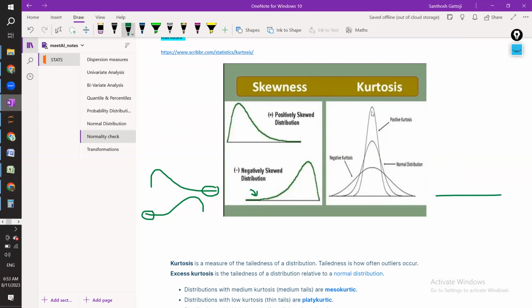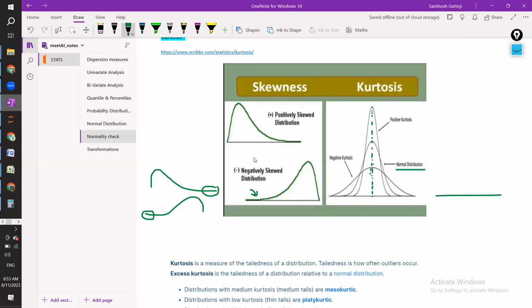If you see the mean of all three graphs, the mean is the same. You agree? This is the mean, this is the mean, this is the mean. The mean of graphs A, B, C is the same. But still they are different because the spread, or if you remember, the standard deviation or variance, is different. That will be studied using kurtosis. If you see the middle one, this is a perfectly normal distribution.